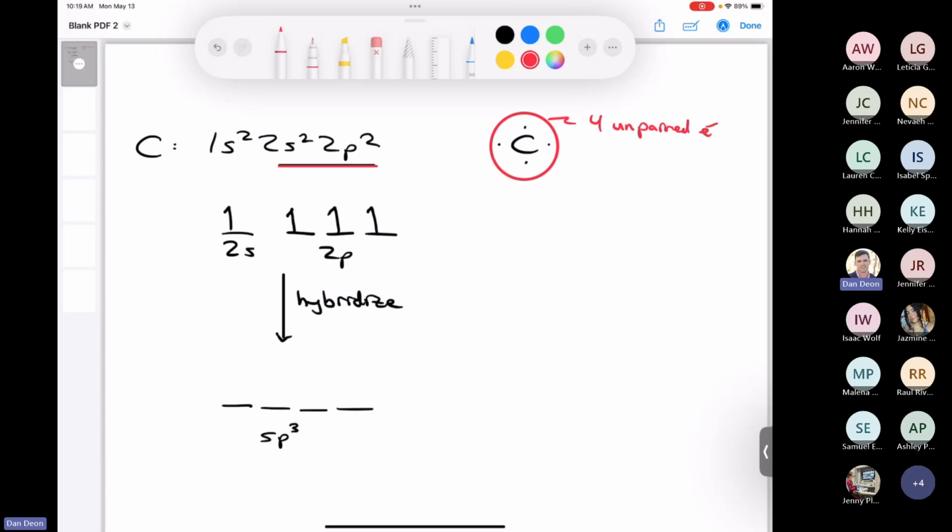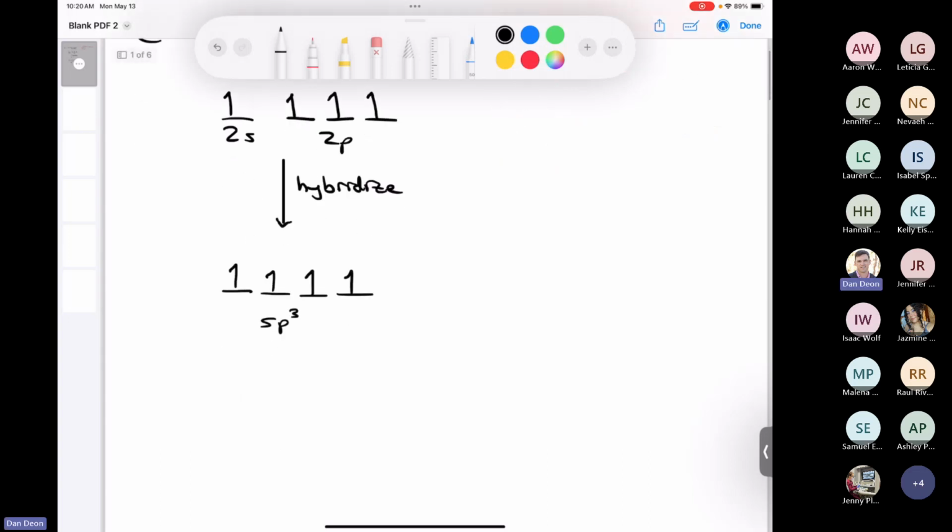Now, if you're wondering, why don't you call it 2sp3? Because they both had the principal quantum number of 2. We just leave that out of it. Okay, we just leave it out. It's a convention, but you could put it in technically. So now we've got 4 degenerate orbitals, 1, 2, 3, 4, and they each have an unpaired electron in it.